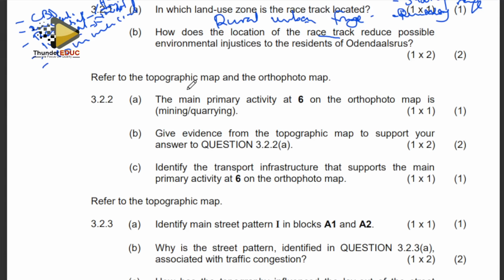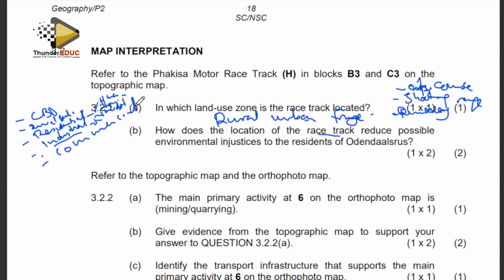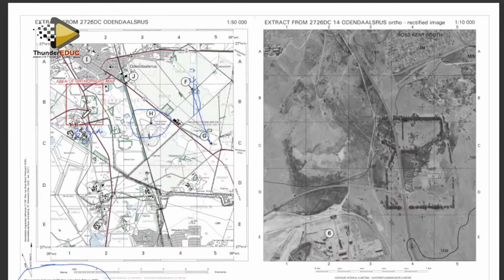the two maps, so that you are in position to understand, to apply, and to use both maps in order to answer this question. When it comes to this, I'm going to ask you learners, you normally have to integrate both maps. Remember, the orthophoto map is coming from the topographic map. In that area that is demarcated in red, look here, this is where the orthophoto map is coming from. So we are going to combine both maps so that we can answer the question.